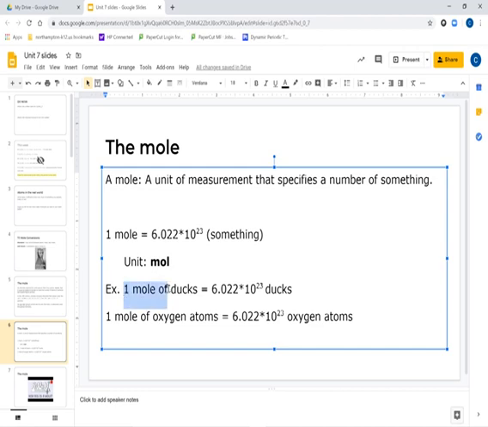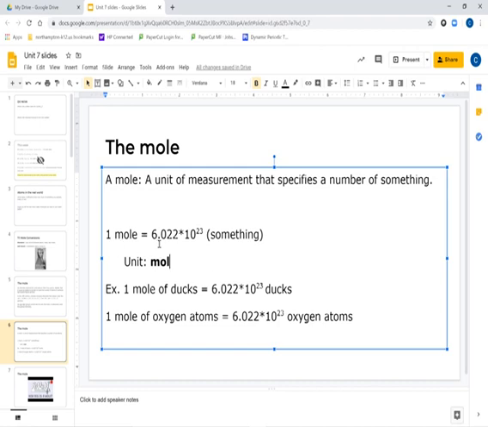My example here, 1 mole of ducks, is just 6.022 times 10 to the 23rd ducks. This is 1 mole, 6.022 times 10 to the 23rd number of whatever unit. If we're talking about ducks, it's ducks. You can think of this like a dozen eggs. 1 dozen is always 12 of something. Usually it's eggs, but I could have a dozen donuts, or I could own a dozen cars if I was not a teacher and had more money. You could have 12 children.